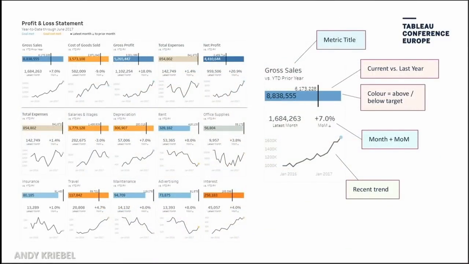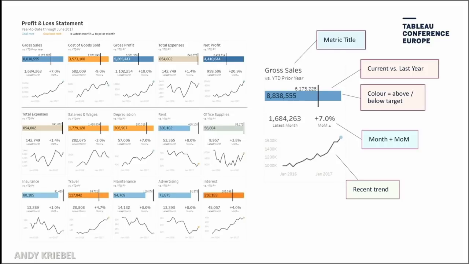Taking an example from the community, so this comes from Andy Kriebel, this reimagines the concept of a profit and loss statement. And the great thing about this is it's fairly similar. It asks straightforward questions, so what's the current position versus last year? Has it hit the target? It's got that indicator on color. What's that month-over-month change? And what's the recent trend? He's just asked the same set of questions for every single KPI.